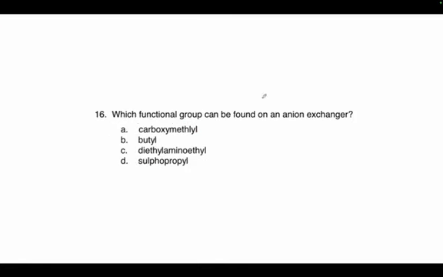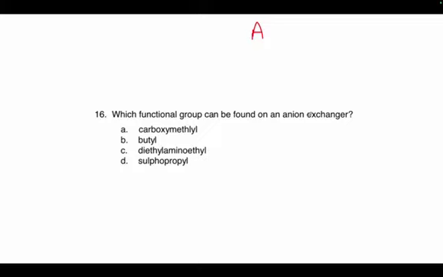Which functional group can be found on an anion exchanger? Okay. Just a quick revision. Anion exchangers and cation exchangers. Remember, it is called an anion exchanger, right? Which means that it exchanges anions, right?